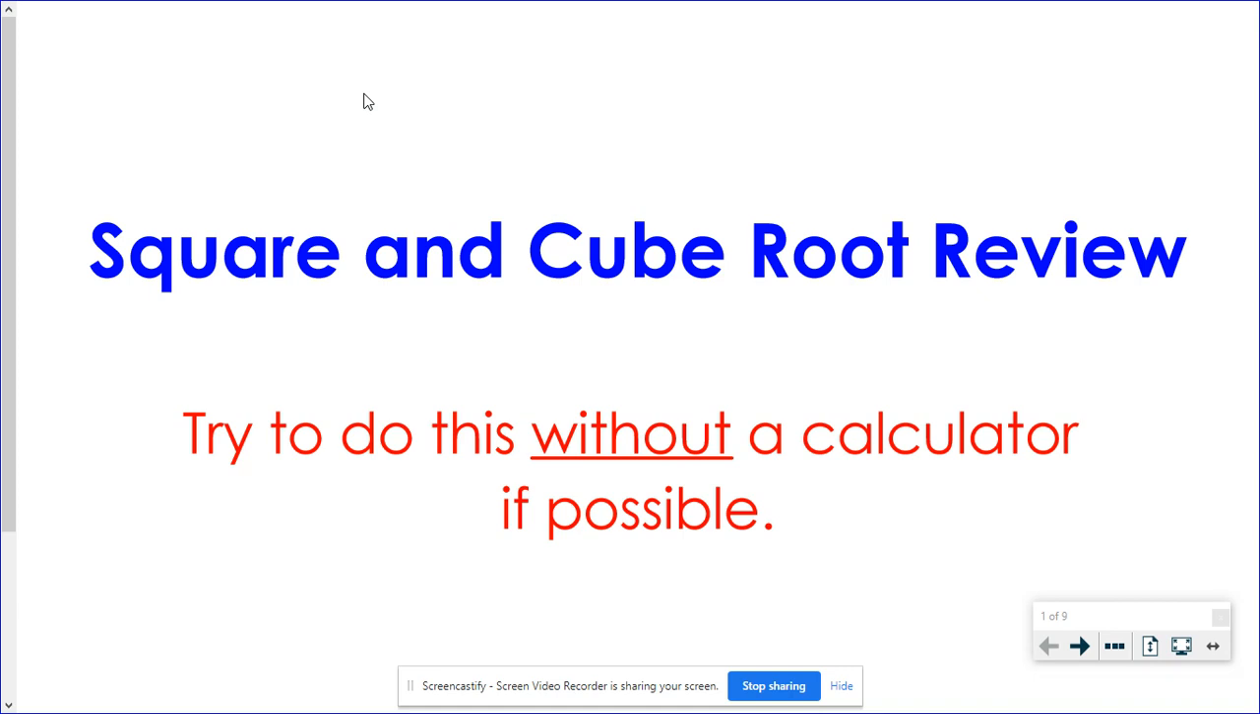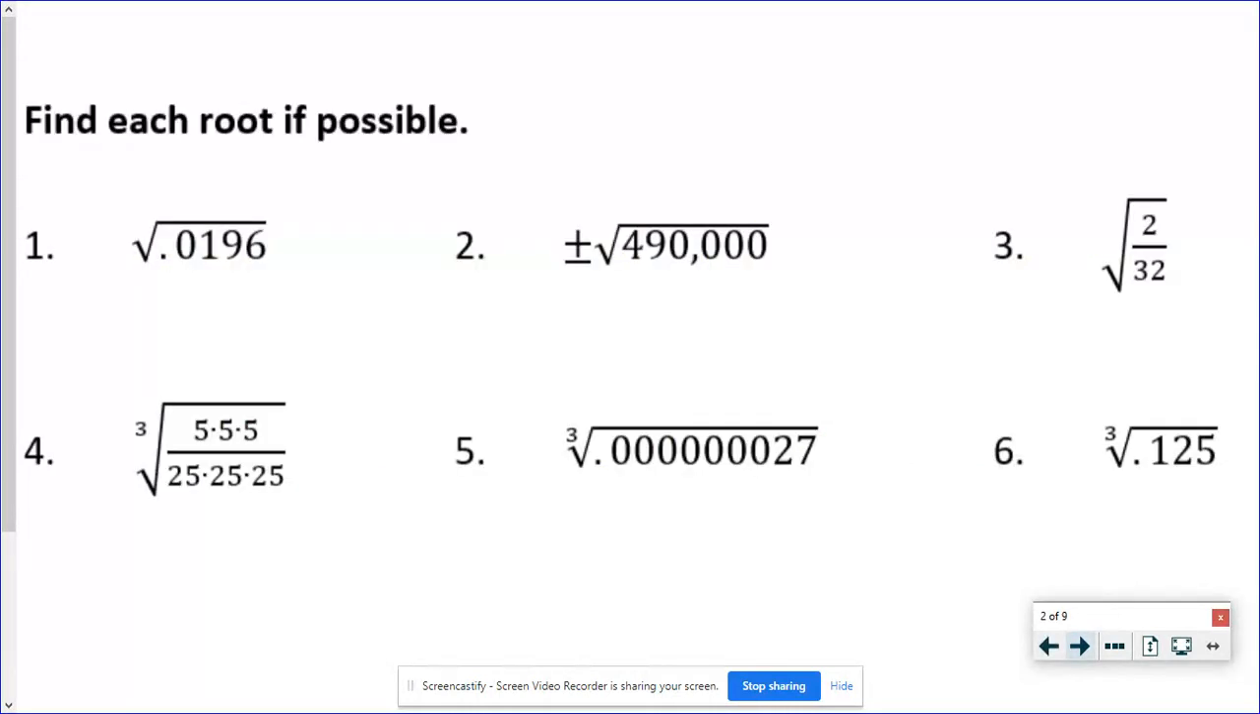Today we are going to be reviewing everything that we've worked on so far with square and cube roots. I would like you to try to do this with me and your assignment today without a calculator if possible. That's what it's going to say on the top of your worksheet. Do the best you can with this. If you absolutely have to use a calculator, if you want to just check something with a calculator, that's fine. However, that orange sheet that you should have with our chart all filled out is going to be really helpful.